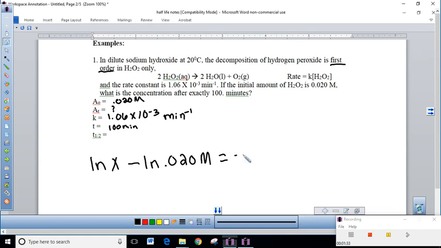Now it's very important that you remember in the formula there's a K here. You can get a lot of problems if you leave that K out. And then it is negative in front, K, 1.06 times 10 to the negative third minutes to negative 1 times our time, and it was 100 minutes. So maybe you could see those units are going to cancel out with one another. And now we just have the algebra to go on.